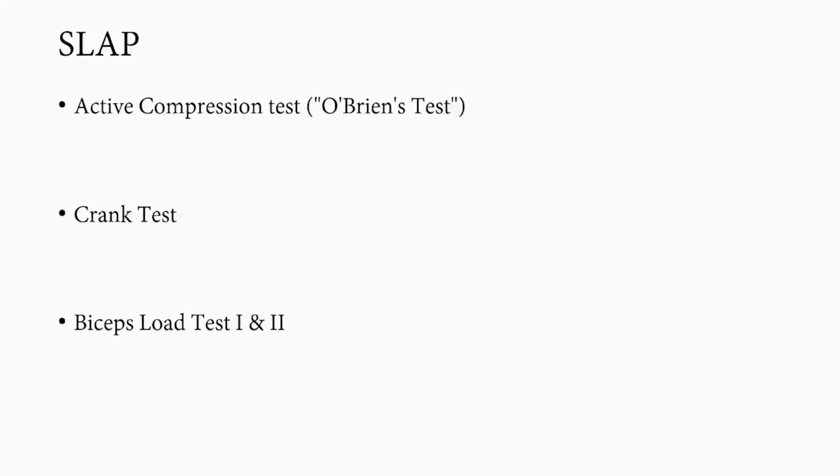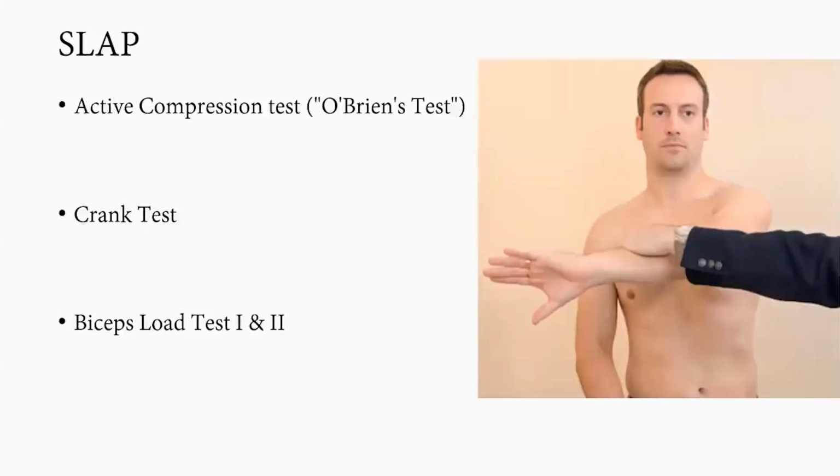Superior labrum injuries, superior labral anterior posterior lesions, can be tested using the active compression test or the O'Brien test, which is similar to the empty can test but it's done in 15 degrees of adduction. Here the positive test is a feeling of deep pain inside the joint, not superficial pain localized at the acromioclavicular joint, as we will discuss later.